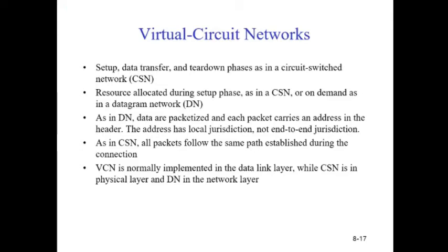As in circuit switch networks, all packets follow the same path established during a connection. So all packets will follow the same route as the link established in the setup phase. A virtual circuit network is normally implemented at the data link layer. We will show that the elements of the switching diagram have changed, and now you can see something like a switch. A switch is a secondary device at the data link layer, while a circuit switch is basically implemented at the physical layer, and datagrams are usually at the network layer.